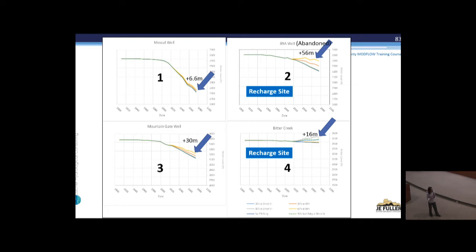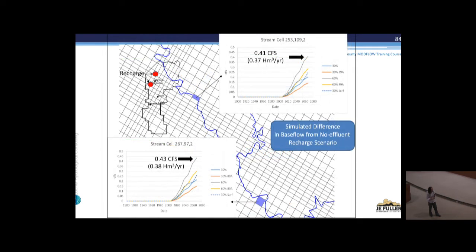These wells over here were pretty much not impacted a whole lot by recharge in either site. Recharging in the abandoned well had the biggest impact on both the other wells. All right, so what was the actual maximum impact on the river?